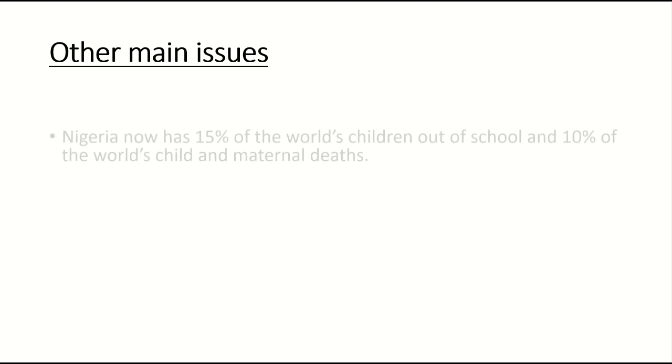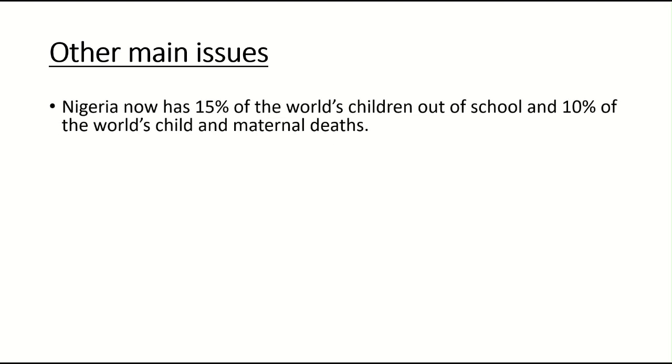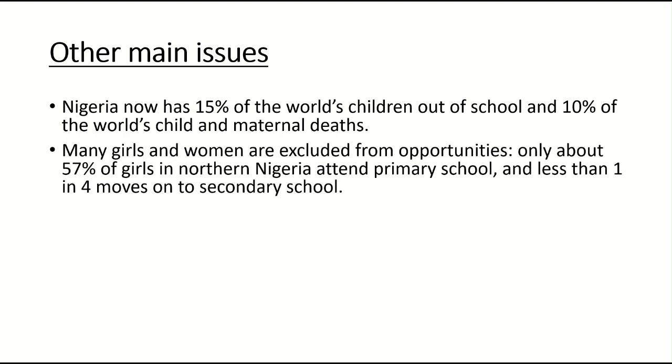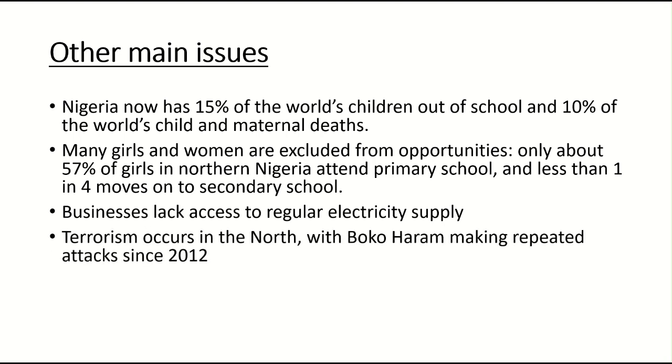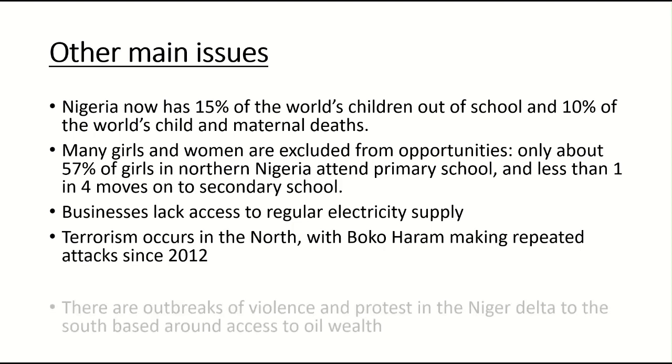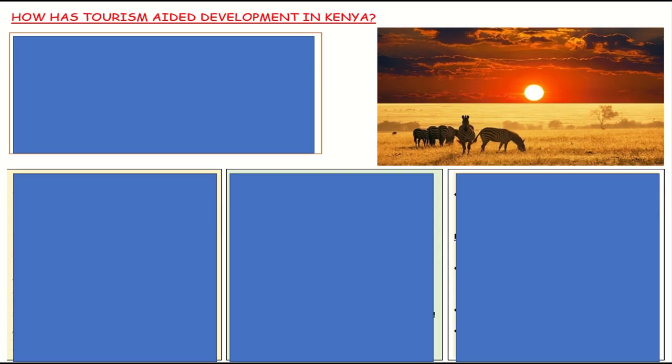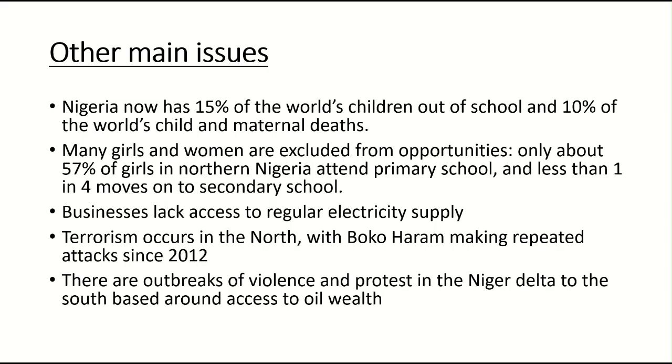Other main issues in Nigeria, well, 15% of the world's children are still out of school. Many girls and women, in particular in northern Nigeria, are excluded from education. Only 1 in 4 girls move on to secondary school in northern Nigeria, which is quite a harsh fact, really. Businesses still lack access to regular electricity supply. Terrorism occurs in the north, with Boko Haram making repeated attacks. And there are outbreaks of violence as well in the Niger Delta from that.